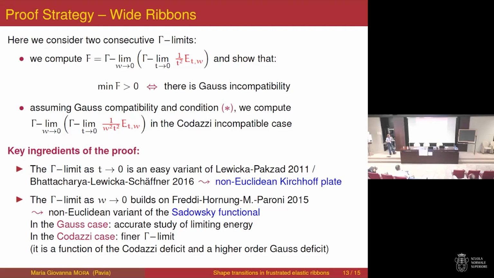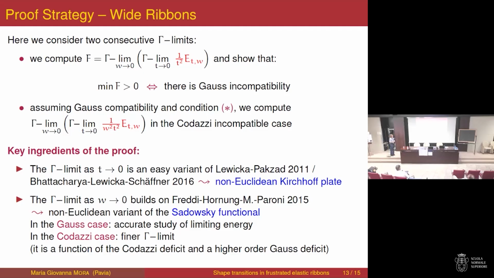And in particular, in the Codazzi case, we scale further. So we need a finer gamma limit of that. So this is, just to tell you very shortly, what we do, and how we get these results.